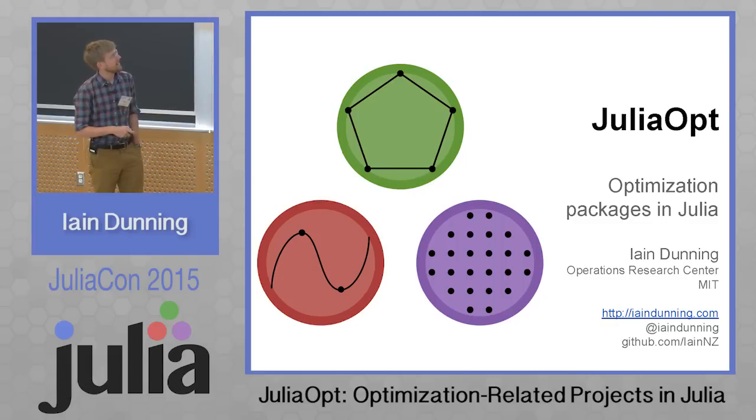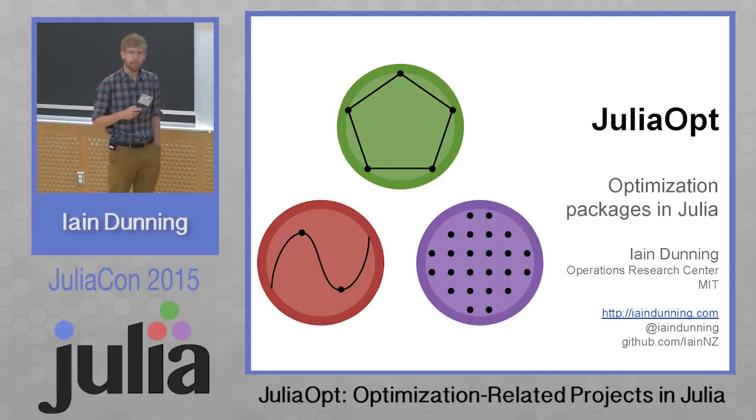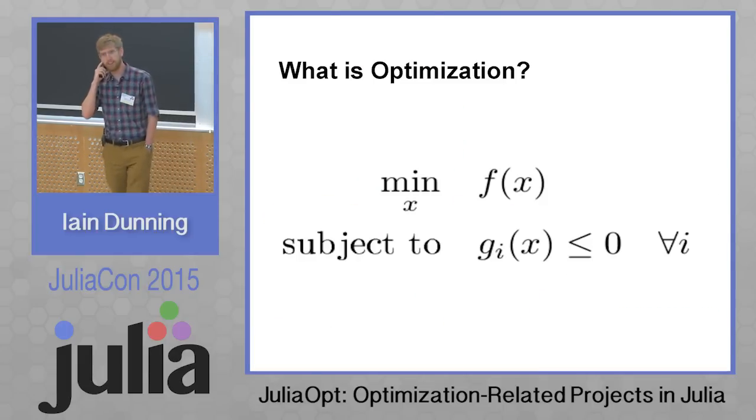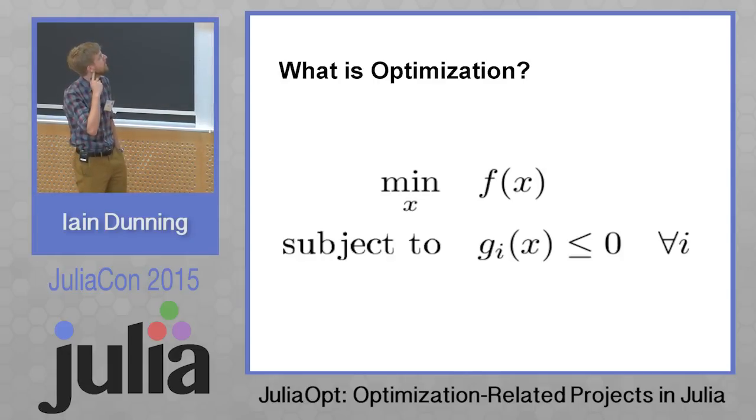That's my details there. And I'm going to talk to you about JuliaOpt, which is an organization that we have created over the past couple of years to house optimization packages in Julia. So when I say optimization, you might not necessarily know what that means in that context, because it means lots of things to different people.